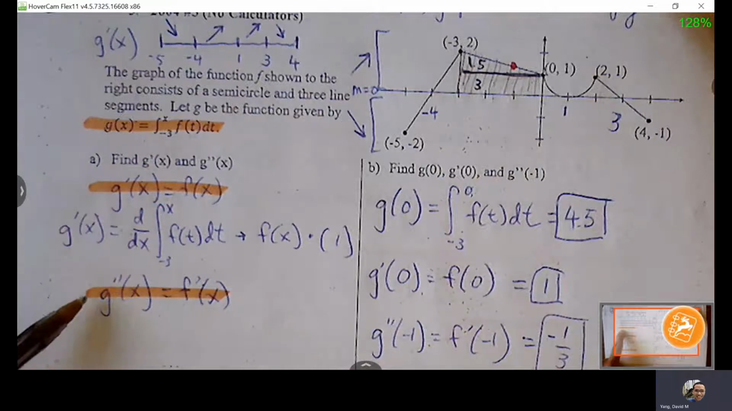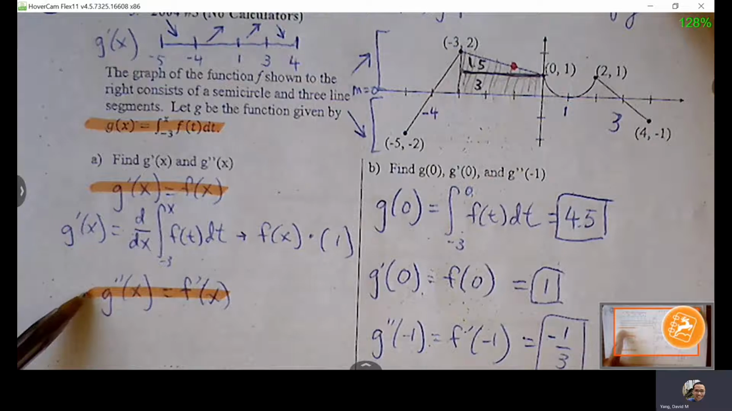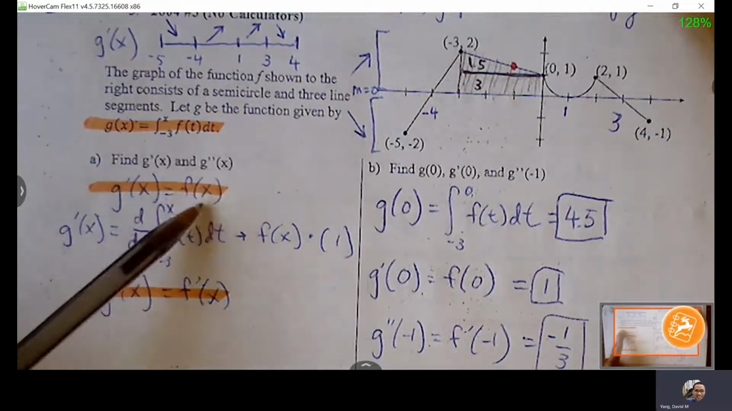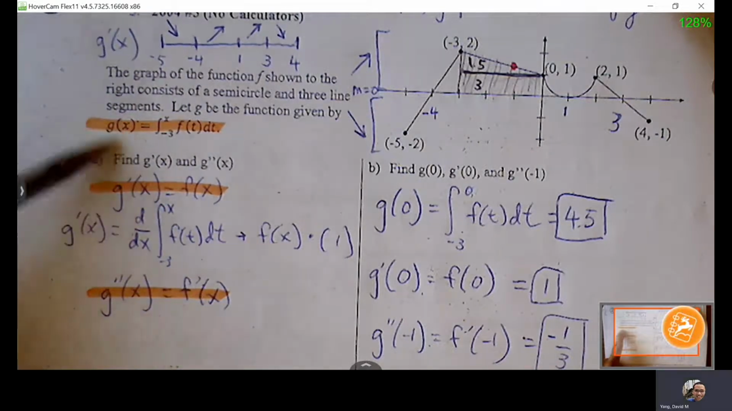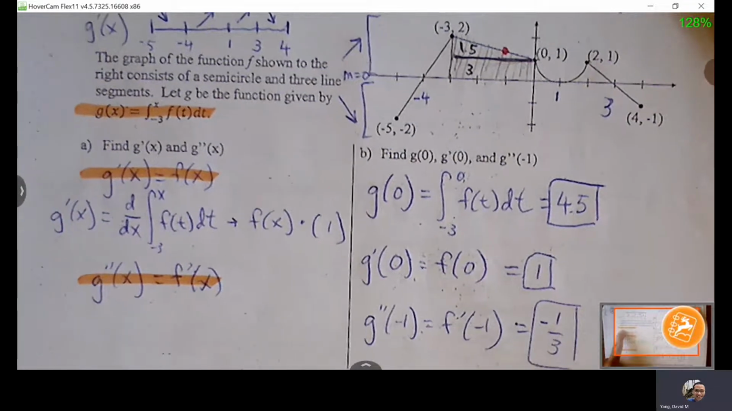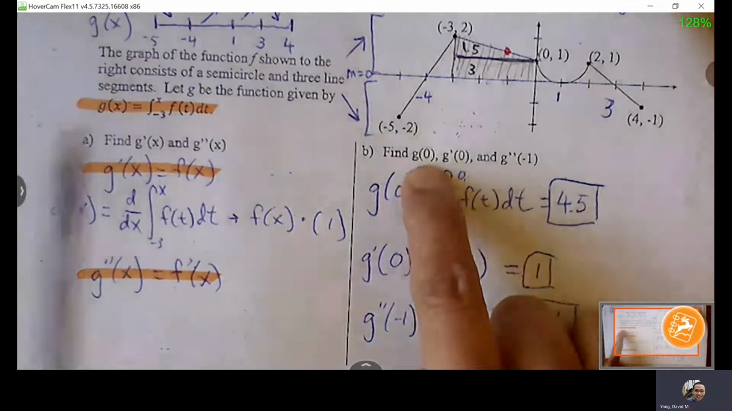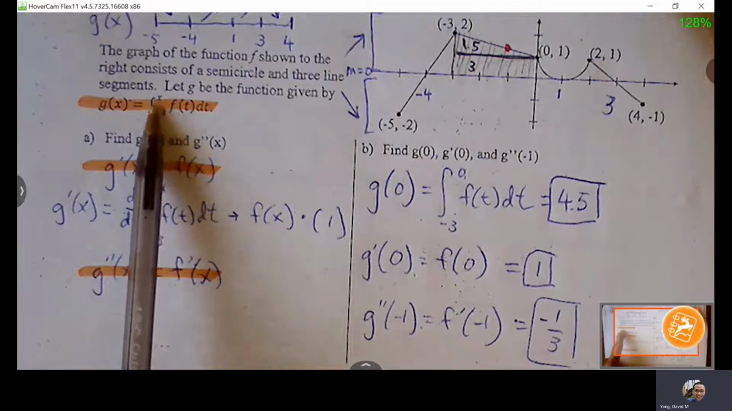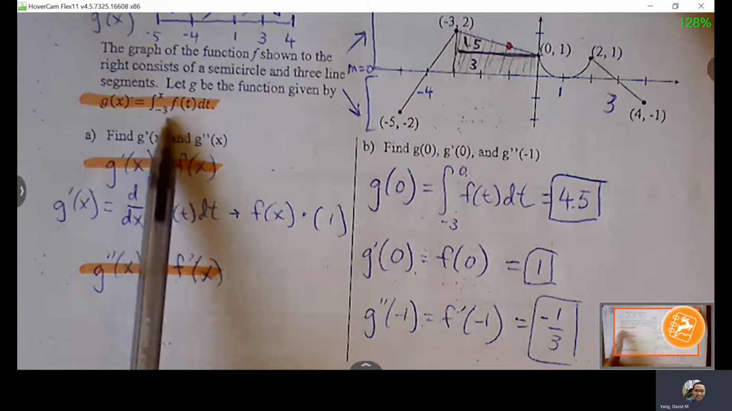So if I want to find g double prime, that means I'm going a derivative level down from g prime to g double prime. So I'm also going to go down a derivative level for f to f prime. So here we have 3 tiers of relationships we're going to use for part B. Okay. So then part B, we said find g of 0. So to find g of 0, we go to our definition. Our definition says replace the upper bound with the x value. So I'm going to replace x with 0.